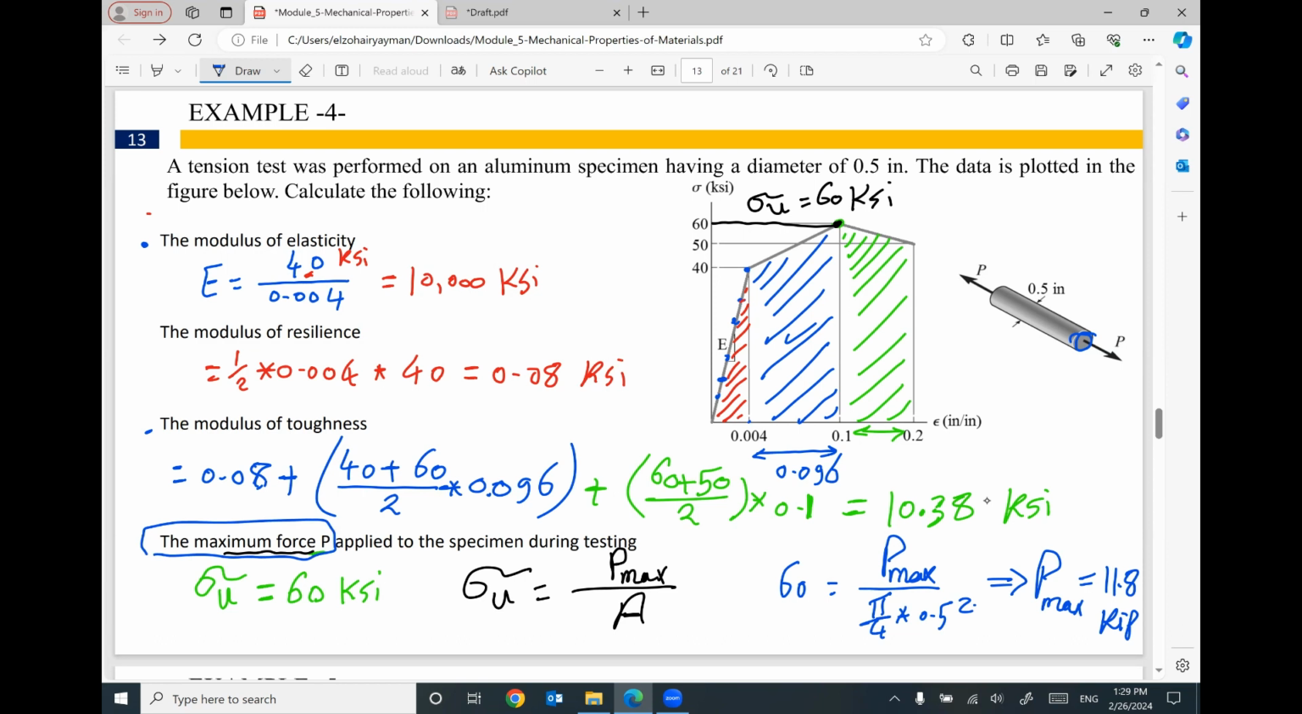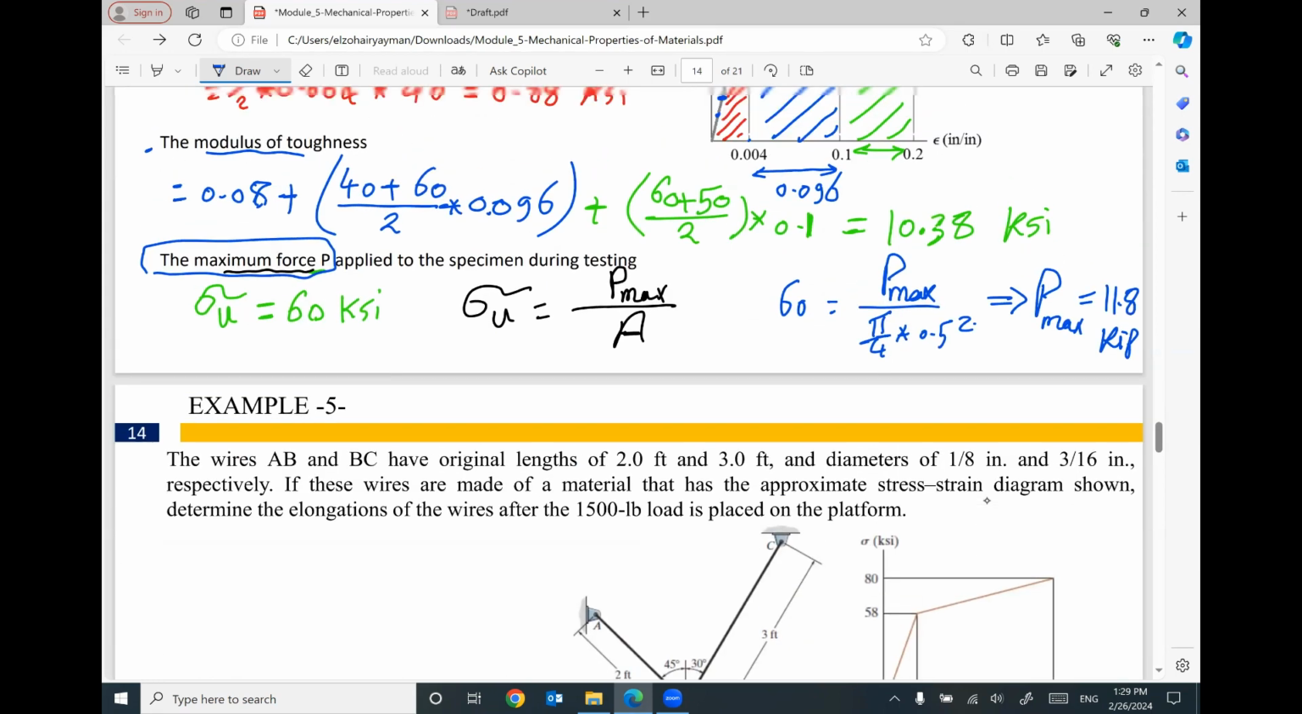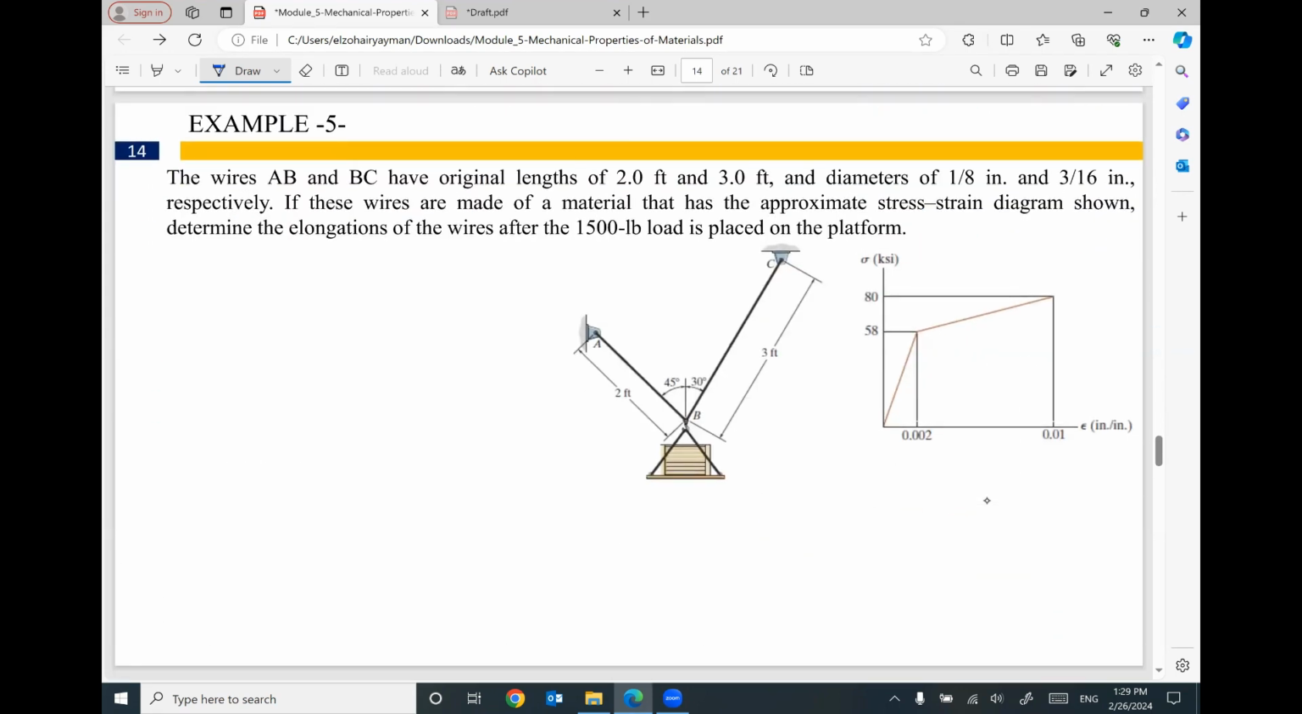That makes sense. So in this example, we are given the stress-strain relationship, and from this relationship, we figured out the modulus of elasticity, the modulus of resilience, the modulus of toughness, and the maximum force applied to the specimen.